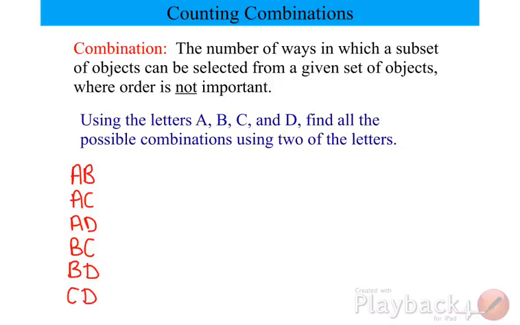Okay, if I'm to look at AB, I could also have the combination BA, but it's the exact same and the order doesn't matter, so I don't need to count that. So I can draw a line straight through that. So our total number of possibilities is 6 possibilities.